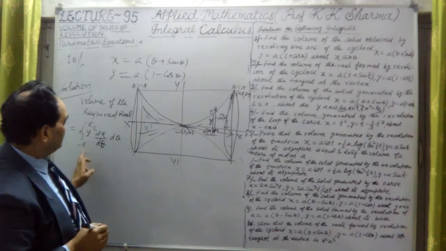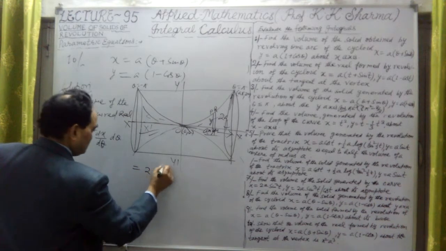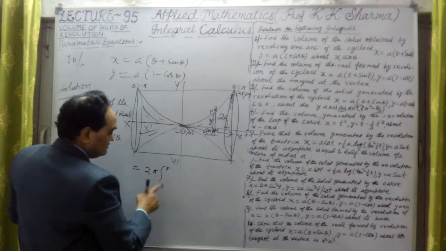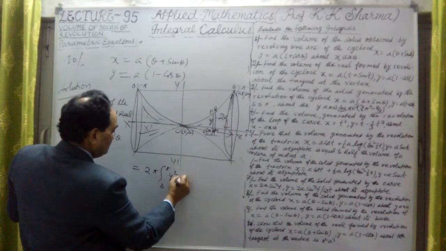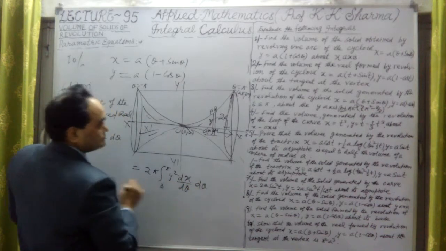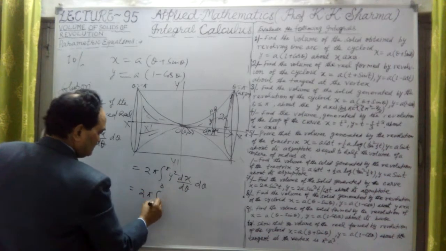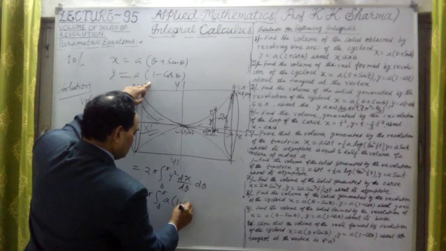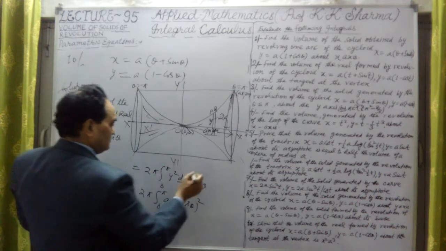This is pi, minus pi to plus pi, or we can write it as twice pi, 0 to pi. Same twice, because by the definite integral property, minus a to plus a is twice 0 to a. This is y square into dx upon d theta into d theta. We have to find d theta and dx and substitute all the values. This is twice pi, 0 to pi, y square is a square into 1 minus cos theta whole square, into dx upon d theta which we have to find out.